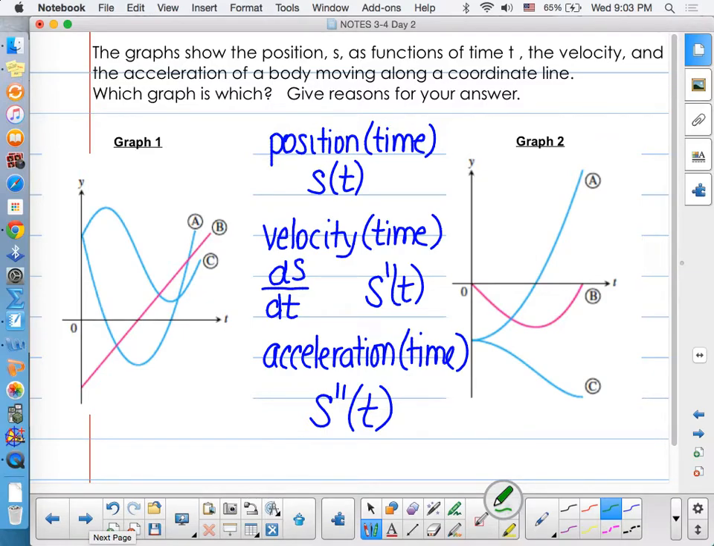Okay, so for graph 1, when you take a look at the graph, you've got what looks like a cubic or an odd powered function going here. That one is your position as a function of time, so that one is your S of t function. As you look at that one, you can imagine it's a third powered function or fifth power or something like that, an odd powered function based on shape, if you're thinking polynomial.